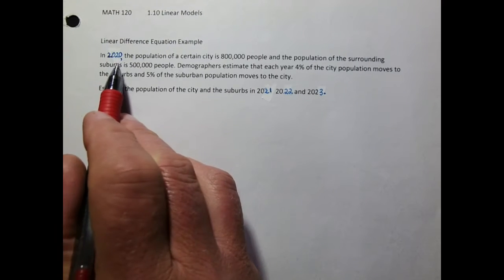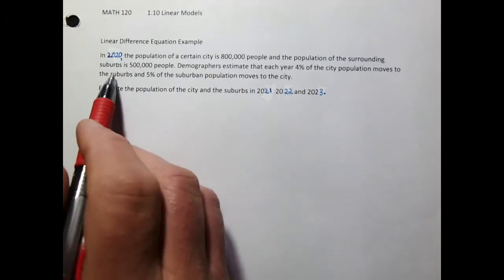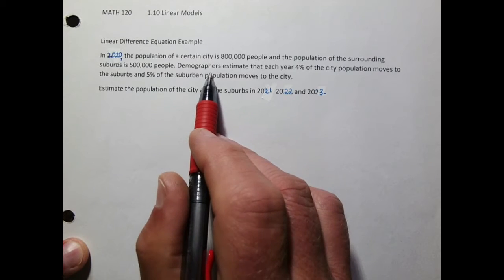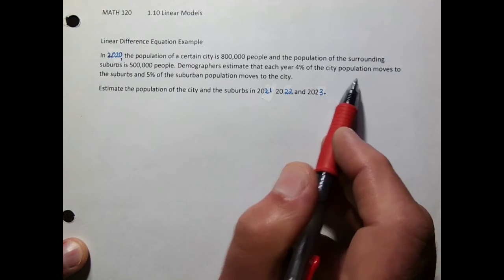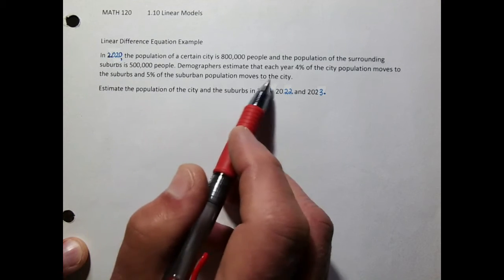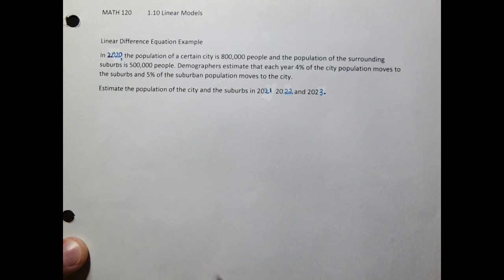In 2020, the population of a certain city is 800,000 people, and the population of the surrounding suburbs is 500,000 people. Demographers estimate that each year 4% of the city population moves to the suburbs and 5% of the suburban population moves to the city. So this is going to happen each year, year after year. For some reason, they've determined that they think this is the pattern. Each year, 4% of the people move city to suburb, 5% of the people move suburb to city.